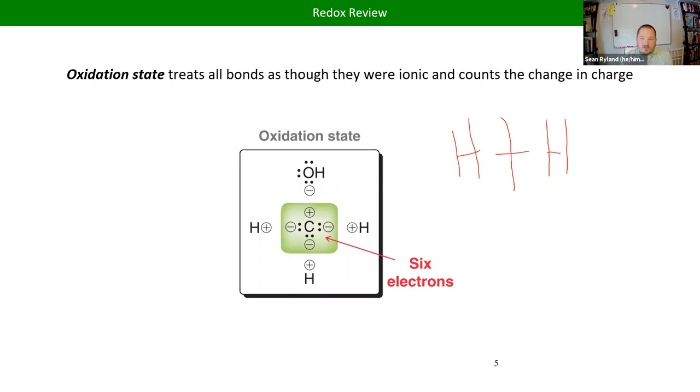Or you can think about it in terms of counting protons in the nucleus as well. And so the oxidation state of hydrogen gas is going to be 0. And the oxidation state of oxygen gas is also going to be 0 for the same reasoning.